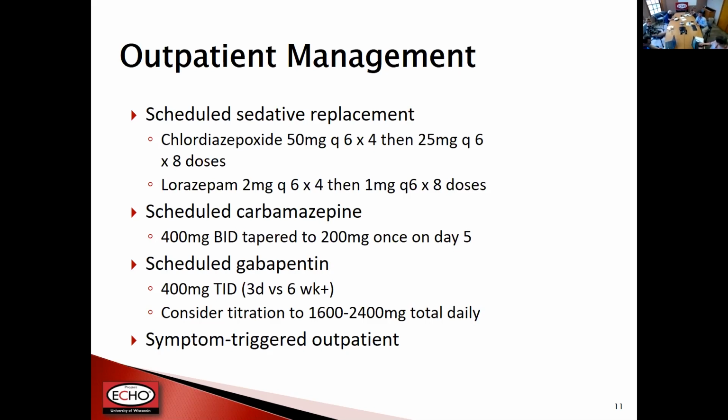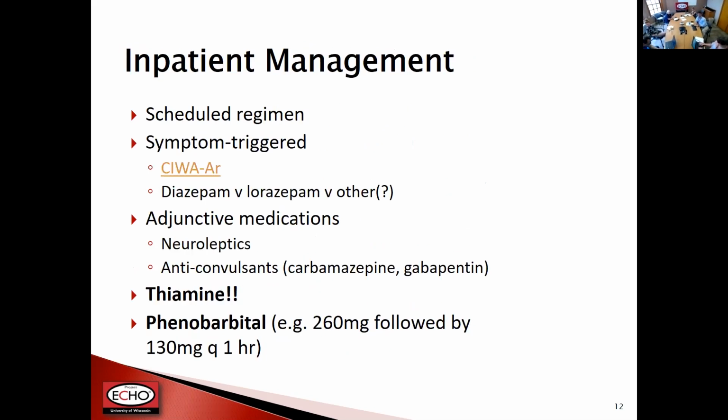There have also been some symptom-triggered regimens studied where patients are given a sheet that guides them in scoring the severity of their alcohol withdrawal and can be given some guidance around the sort of dose of medication to take based on that subjective withdrawal experience. But I don't know if that's super typical practice yet.